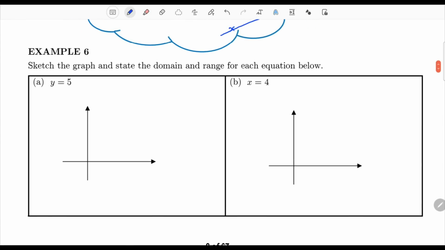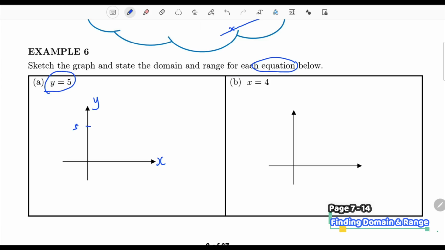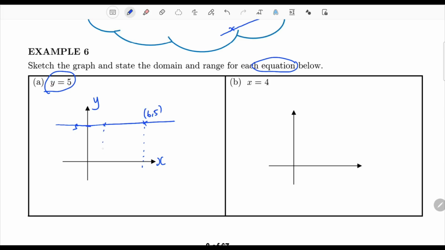Sketch the graph and state the domain and range for each equation below. So A, y equals 5. Label the axes x and y first. This is the value for y. Find your y, this is 5. So y equals 5, all y will be something like this. How do I know? Let's say this point is 6, 5. Here, let's say this is 2, 5. So along the line, the value of y will be 5.